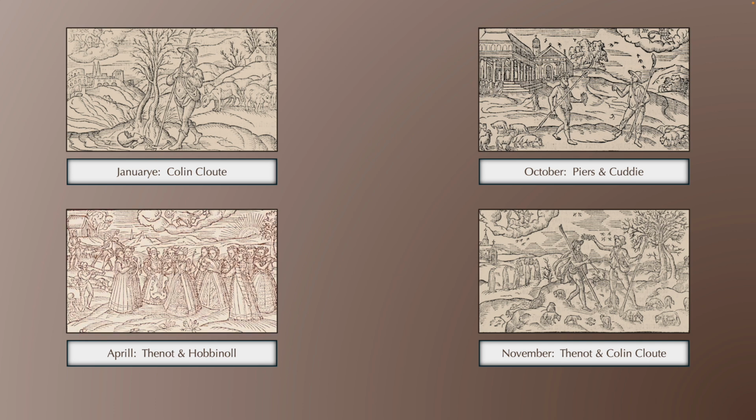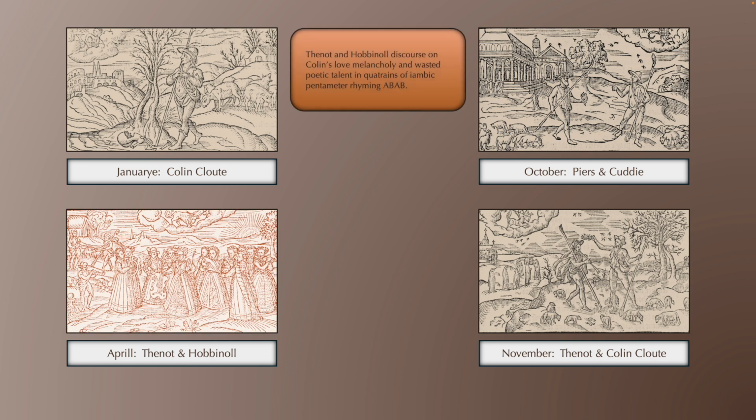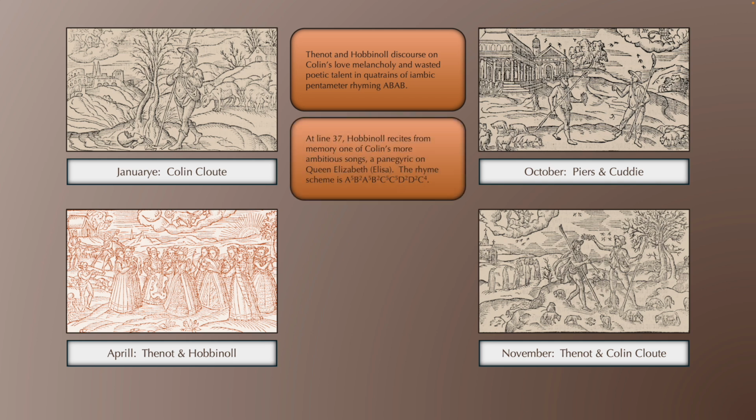So moving on now to the April eclogue. This is Thenot and Hobbinol. They start off discoursing on Colin's love melancholy and the wasted poetic talent. And they start off in quatrains of iambic pentameter rhyming ABAB, which is pretty straightforward. But once Hobbinol begins to recite from memory one of Colin's more ambitious songs, a panegyric on Queen Elizabeth called Eliza in the song, which begins at line 37, the rhyme scheme gets a lot more complicated.